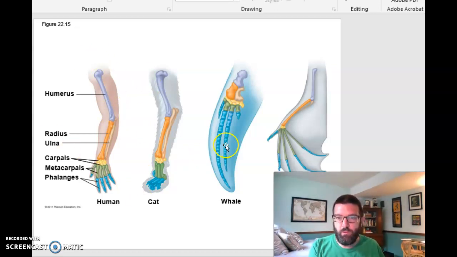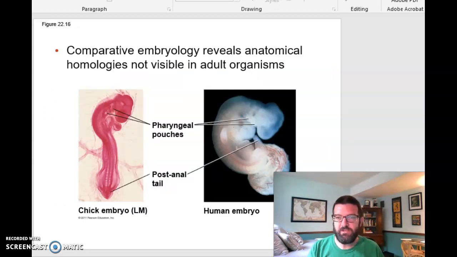And so whether you are a whale or a bat or a cat or a human, I'm starting to sound like Dr. Seuss, your forearms look different in a lot of ways, but they have these similarities in the bone structure and in the way that they develop over the course of your embryonic and fetal development. They're there because they are the same structure, right? They're a forearm, and they came from a common ancestor. And you can watch these as they develop. So comparative embryology shows you some homologies too.